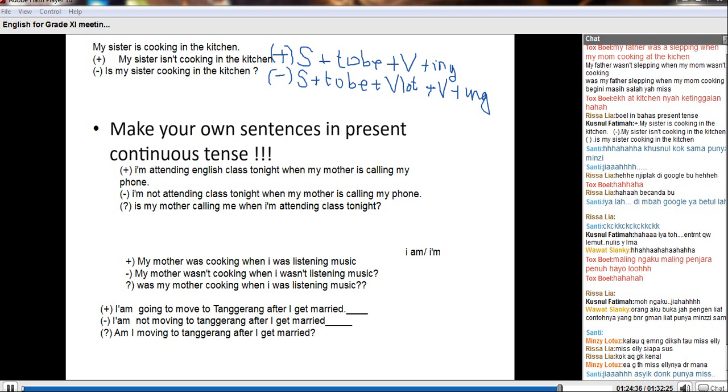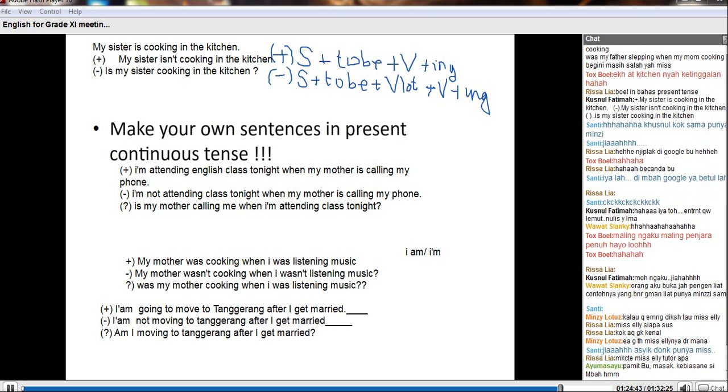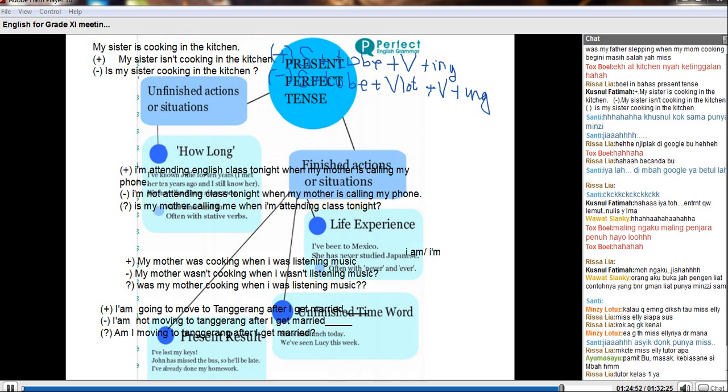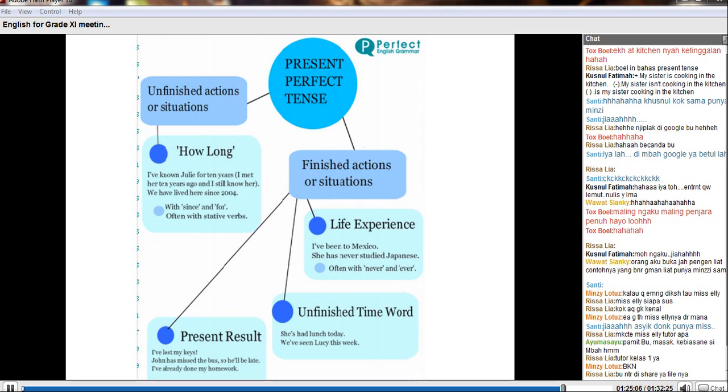Okay. Okay, yeah, we almost finished. Actually, I would like to continue with this, tapi nanti kamu tambah bingung. Kayaknya nanti ini next time, plus present perfect tense. Yeah, I'll end it right there.